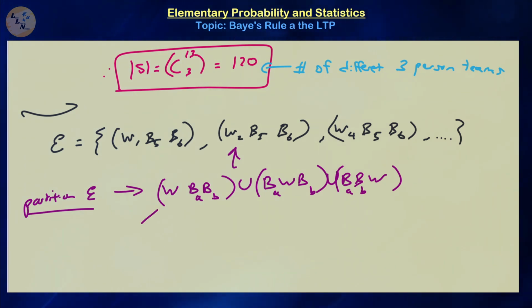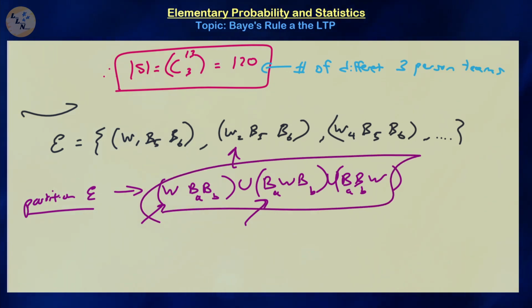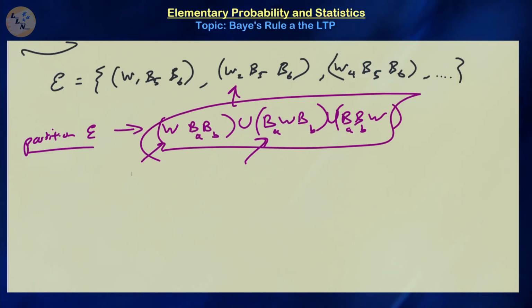So it's impossible for a white shirt person to be selected first and a blue person to be selected first simultaneously, right? So this would be a partition of my event space. This is going to make it extremely easy to count the size of the event space.